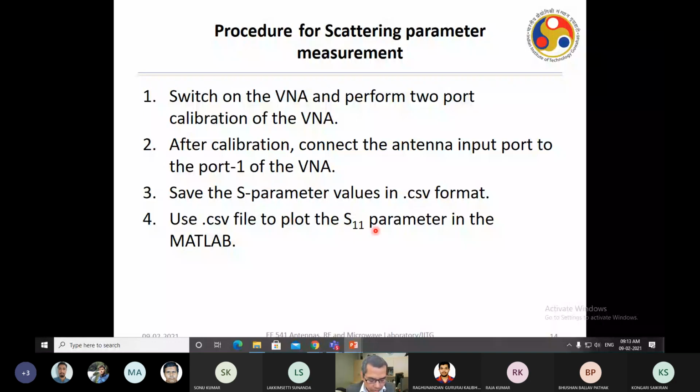Usually none of the books or papers will directly show the output that is displayed on the VNA. They actually transfer the scattering parameter plots as a CSV file, and you plot it in MATLAB. That's the usual procedure. Otherwise, it looks very cumbersome.